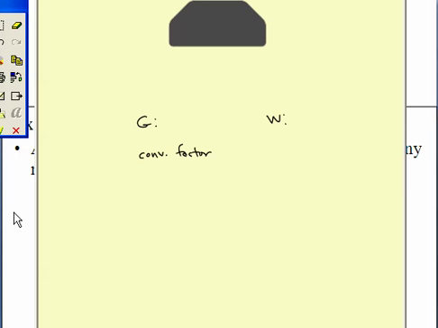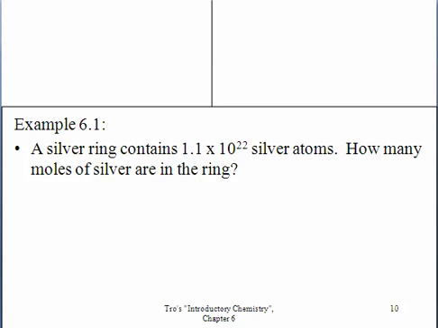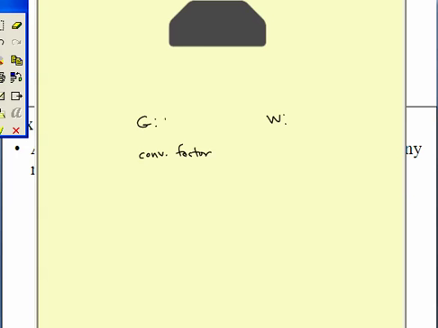Okay, so let's start out with what we're given. We're given 1.1 times 10 to the 22 silver atoms. So this is an actual number. This is how many silver atoms there are. And what we want are moles of silver.